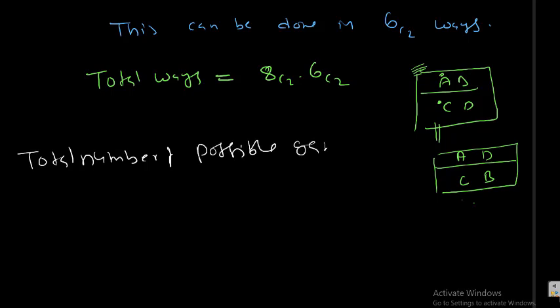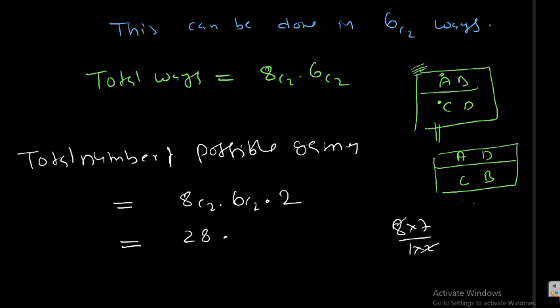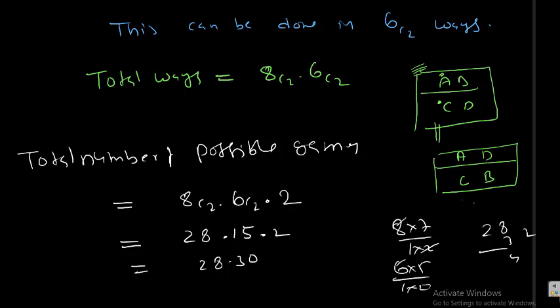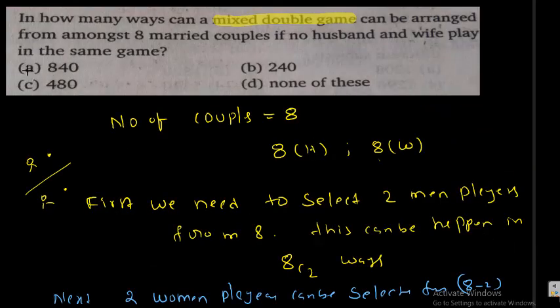Equal to 8C2 into 6C2 into 2. Now I want to simplify this. 8C2, 8 into 7 by 1 into 2, 28. 6C2, 15. So 28 into 15 into 2, that is 28 into 30. 28 3s are 24, 3 to the 6, 7, 840. I can say 840 arrangements exist. 840. So my answer is this.